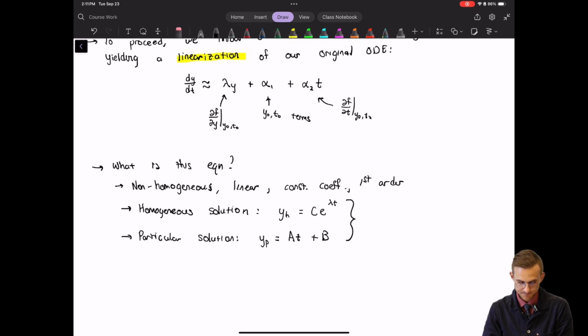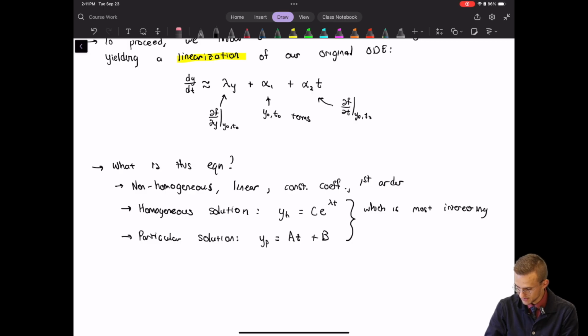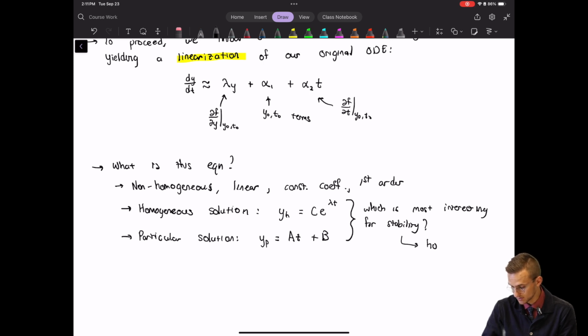And the question becomes, which is most interesting for stability? And remember, when we're talking about stability, we're talking about things blowing up in an uncontrolled way. Now, things can grow linearly with time, but exponential growth is a lot more concerning, right? So we're actually more concerned about the homogeneous solution.